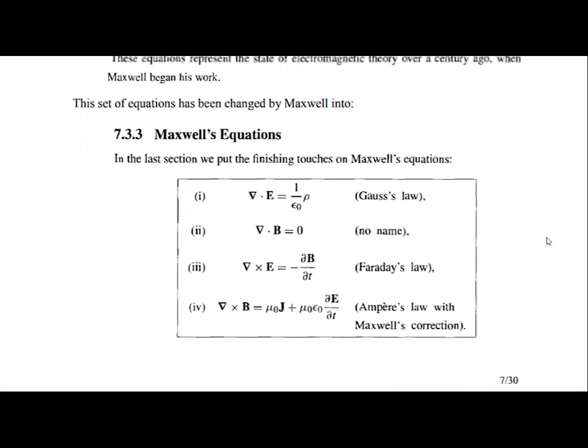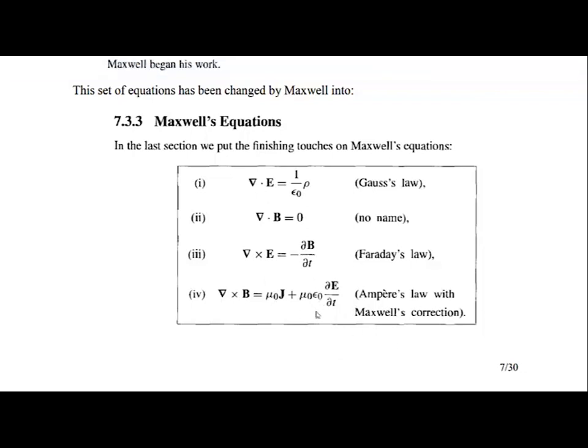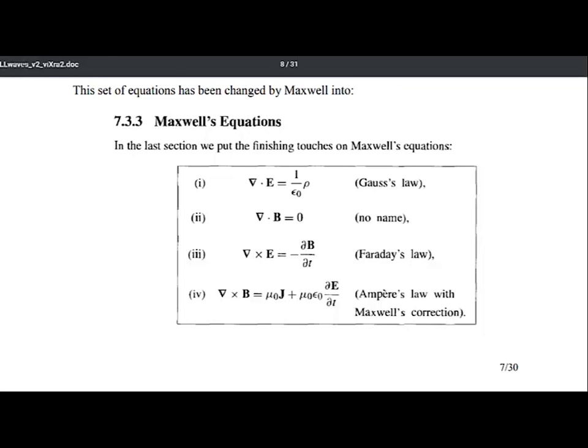So the set of equations after Maxwell changed the equations are exactly the same, except that Ampere's law has another term here. And it's this term here that gives us maybe the false impression that a changing electric field can create a magnetic field. And this is what the next few sections will be talking about.